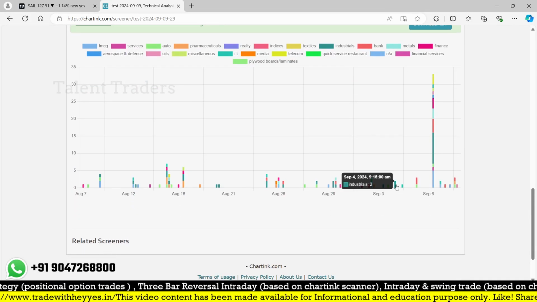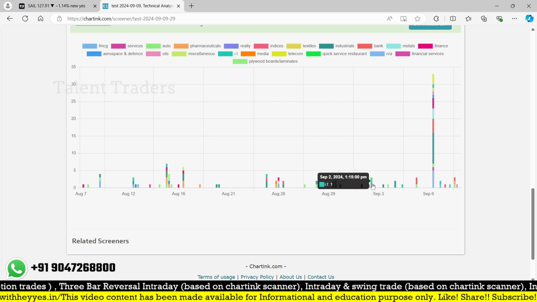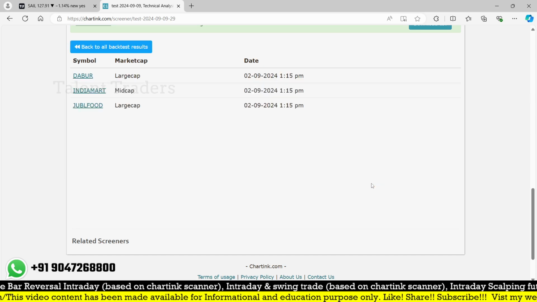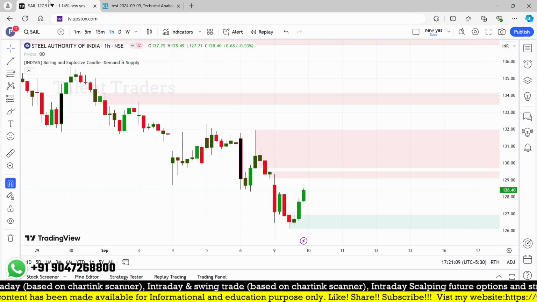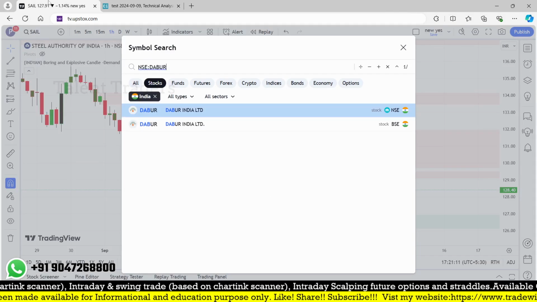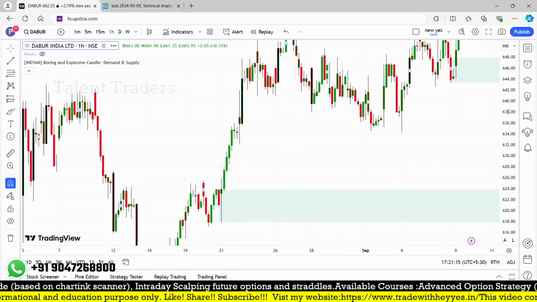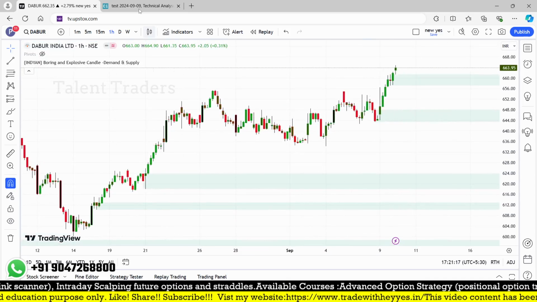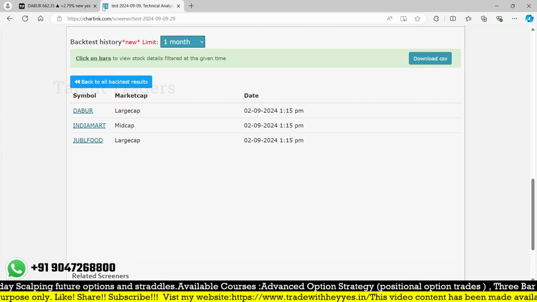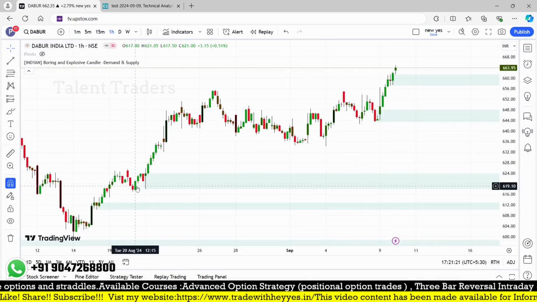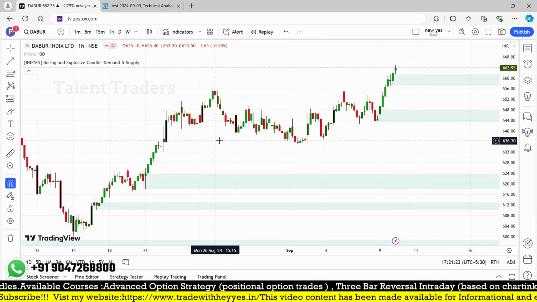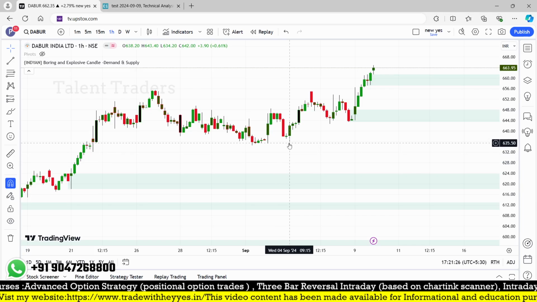So maybe this is on 4th September. It is a 1 hour time frame, right? So 2nd September: Dabur, India Mart, Jubilant Food. So Dabur, let me check what is happening, whether it works positionally or not. So 1 hour time frame, Dabur, that happened at 2/9, 115, 2/9.